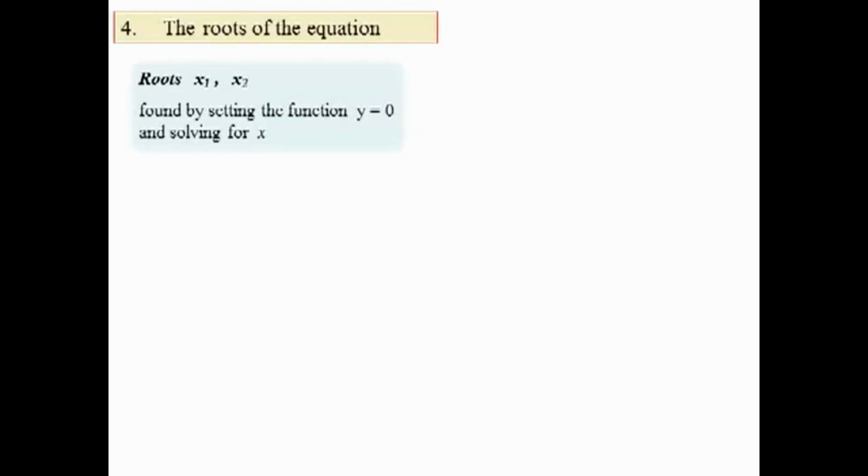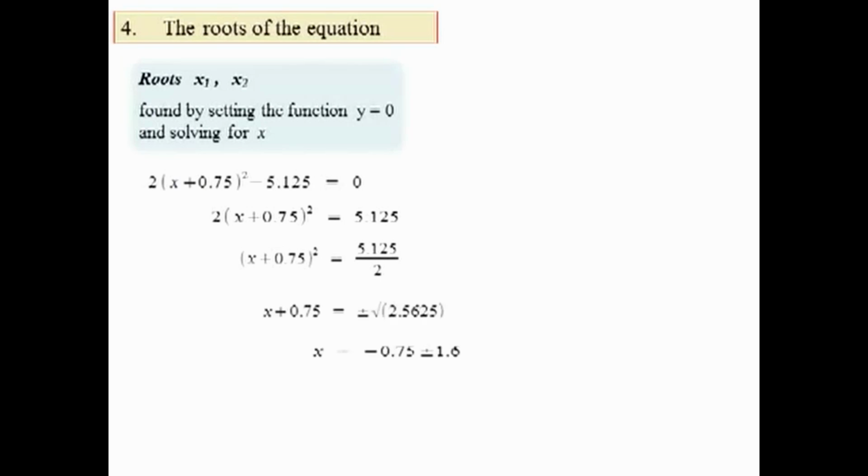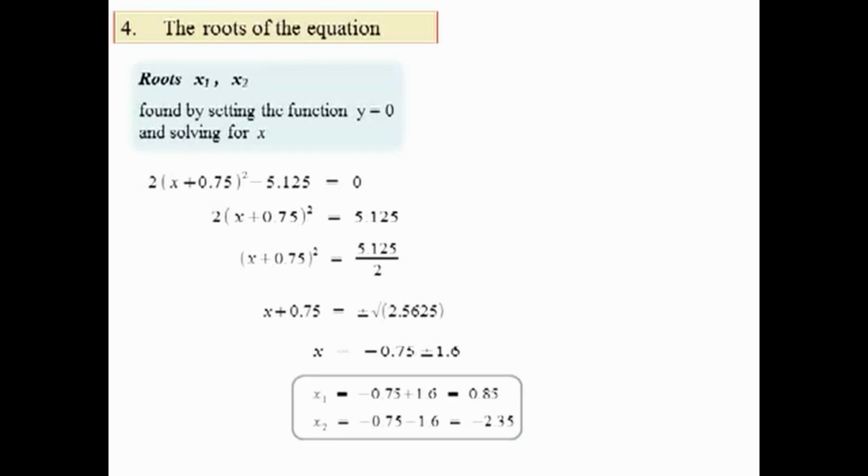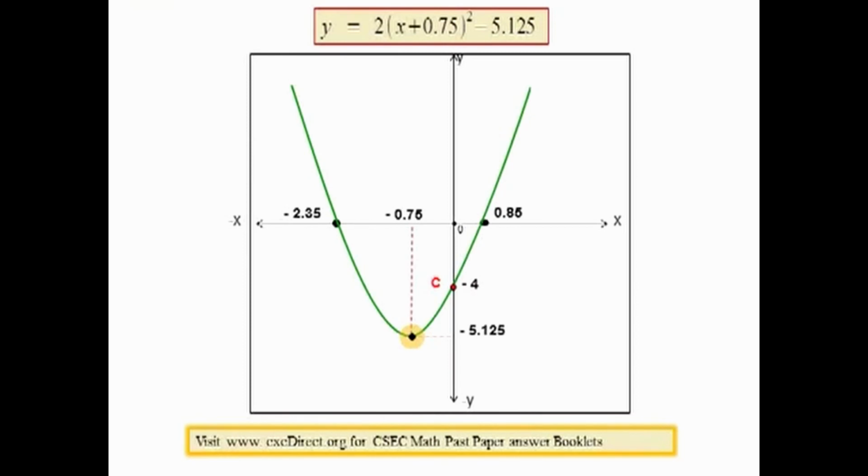Finally, we find the roots of the equation, and here it is that we set the function y to 0 and we solve. Now, once we solve a quadratic equation, we will always get two values, and here the values are shown to be x1 and x2 as 0.85 and minus 2.35. If you were to sketch this graph, you would see clearly the important points that we found earlier. The roots of the equation shown here is minus 2.35 and 0.85. This is where the graph cuts the x-axis.